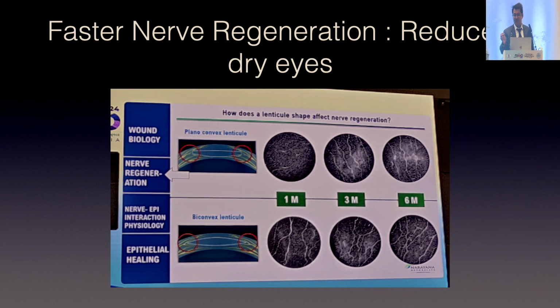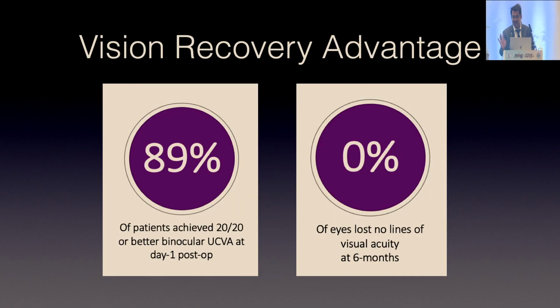This is the work done by Rohit sir and team, Narayana Nethralaya, and extraordinary results. And you can just see here at 1 month, 3 months, 6 months, how the nerves are regenerating. And this is the reason why patients have highly reduced dry eyes. Let's look at the sixth advantage: fastest vision recovery, and I'm giving you honest figures here. People may claim that they get 100% of patients 6/6 the next day, but no lenticule extraction procedure can give you 100% 6/6 the next day.